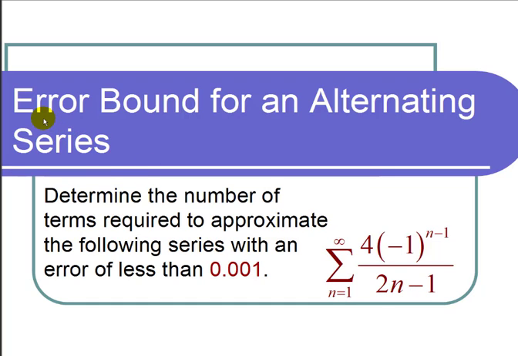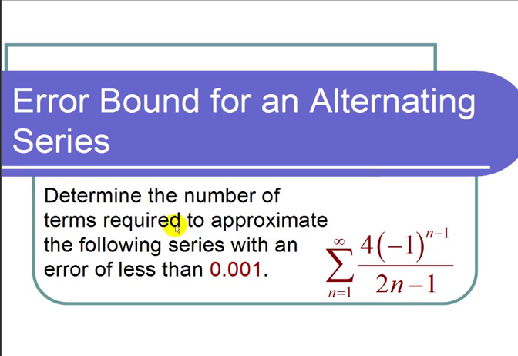This is a video on the error bound for an alternating series. The question states, determine the number of terms required to approximate the following series with an error of less than 0.001. And we have the summation from n equals 1 to infinity of 4 times negative 1 to the n minus 1 over 2n minus 1.